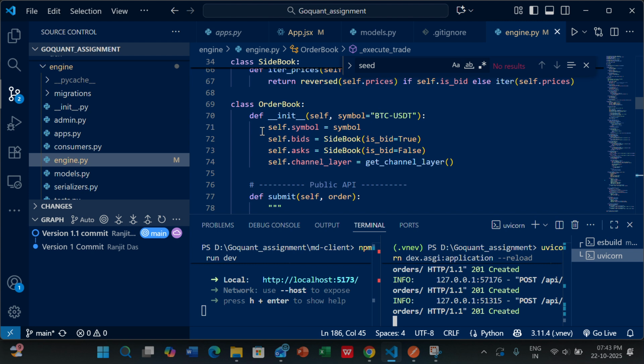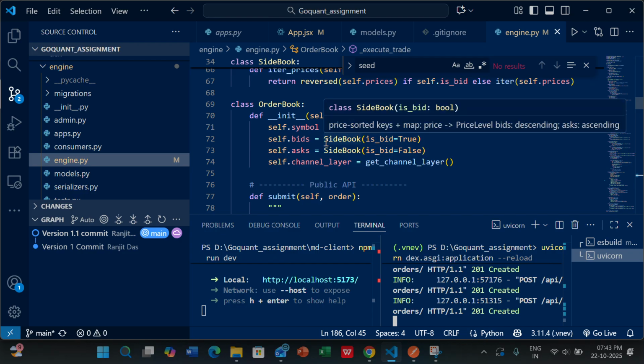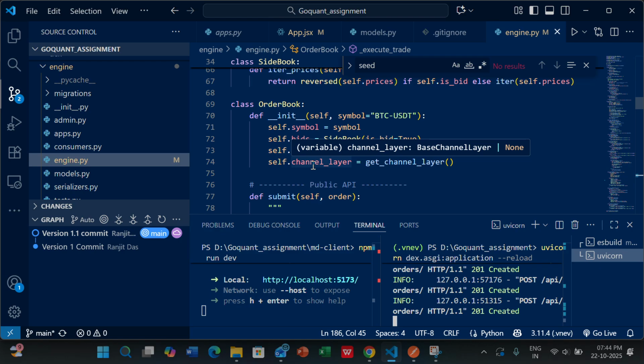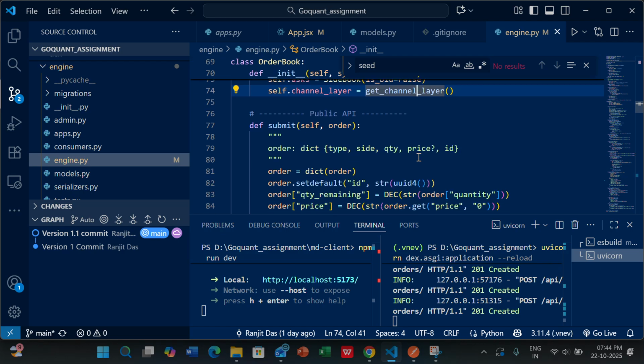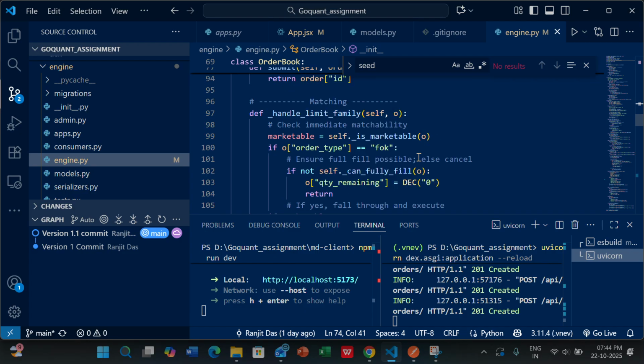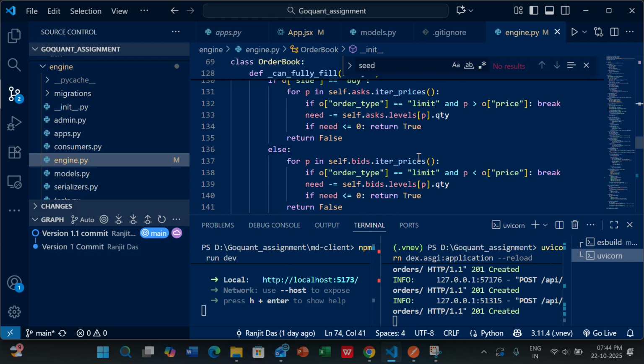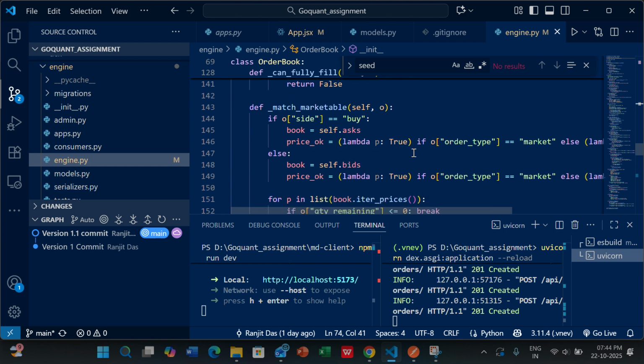Here's the order book. The order book has two options: bid true or false. If bid is true, the bid side will be ordered from higher to lower, because of the priority. And for ask, it will show you lower to higher, in ascending order. So this is the main matching logic.